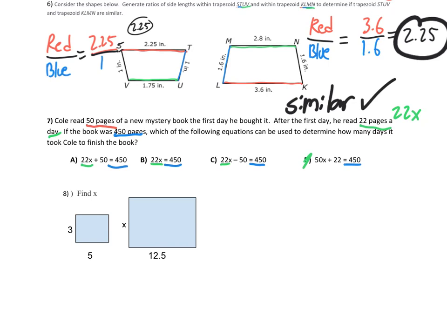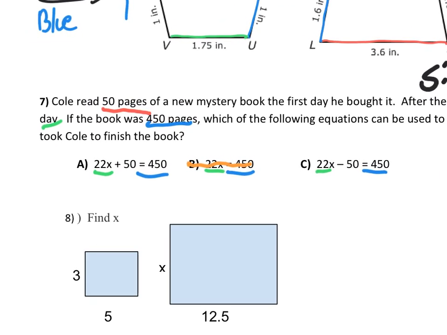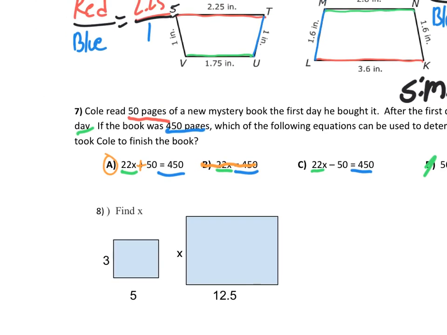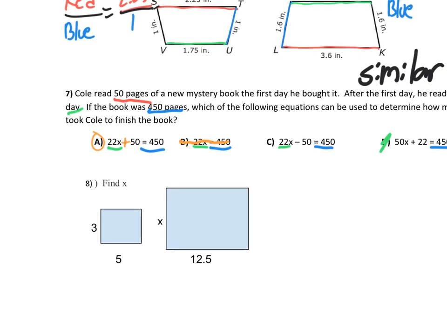Now, we know we have to have the 50 in there somewhere, so B really doesn't make any sense, so I'm going to mark out B for now. So now we got it down between A and C. Well, if he's trying to get a total number of books read, we know we're going to have to do addition. So A is what we are looking for on question number 7.